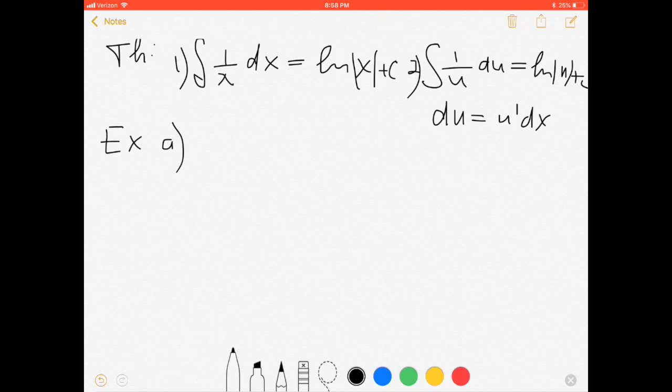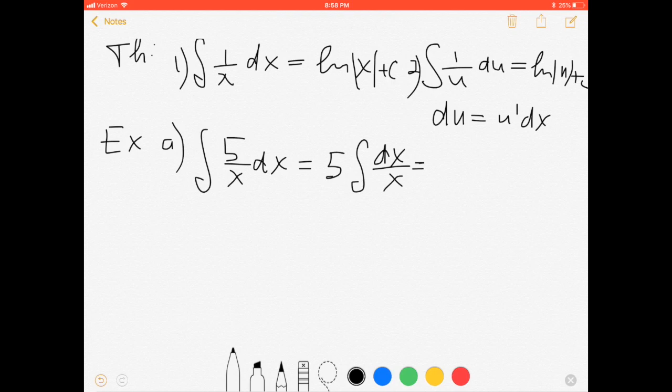Example A, a very simple example. What happens if you have the integral of 5 over x dx? Remember, you can take the coefficient out of your integral. It will be 5 dx over x, which is 5 natural log absolute value x plus c.